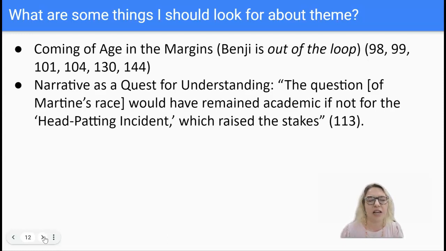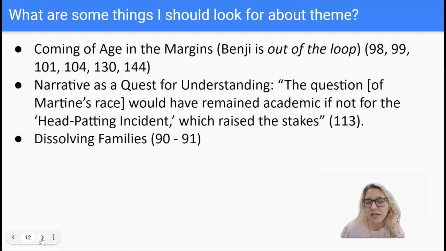The quest of Martine's race on page 113 would have remained academic if not for the head patting incident, which raised the stakes. So how does that incident raise the stakes? Why does it matter if Martine is black or not? And what does that mean, to be black or not? And how does this connect to the narrative as a quest for understanding?